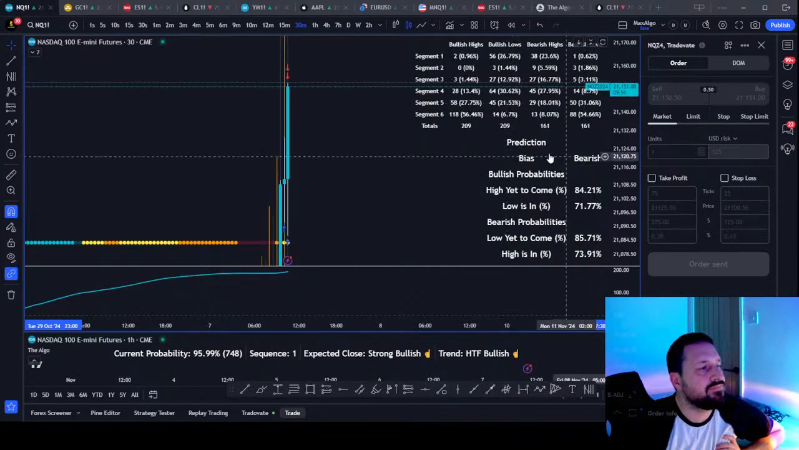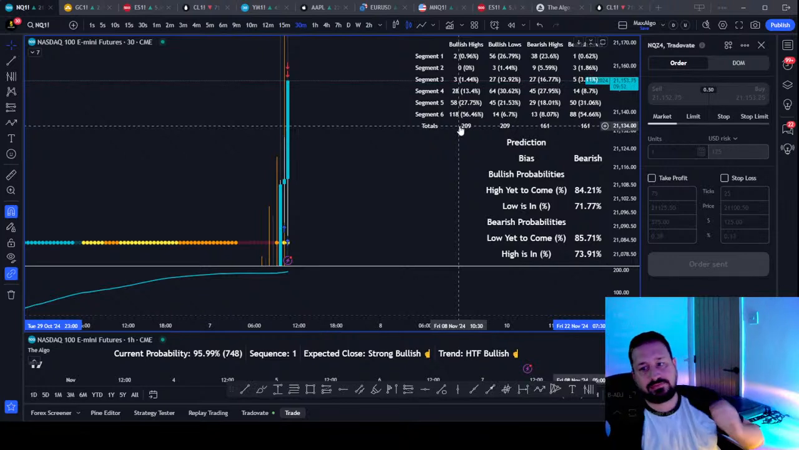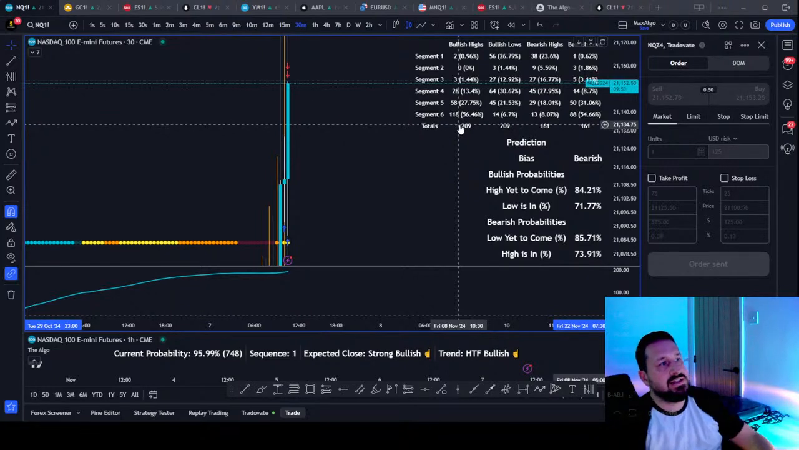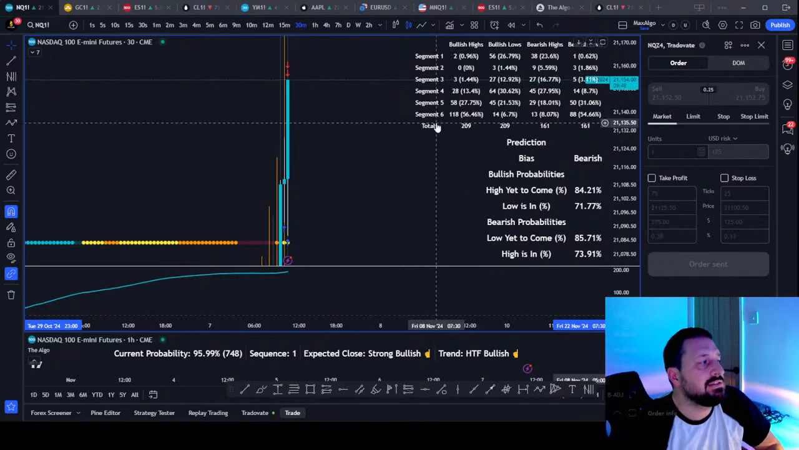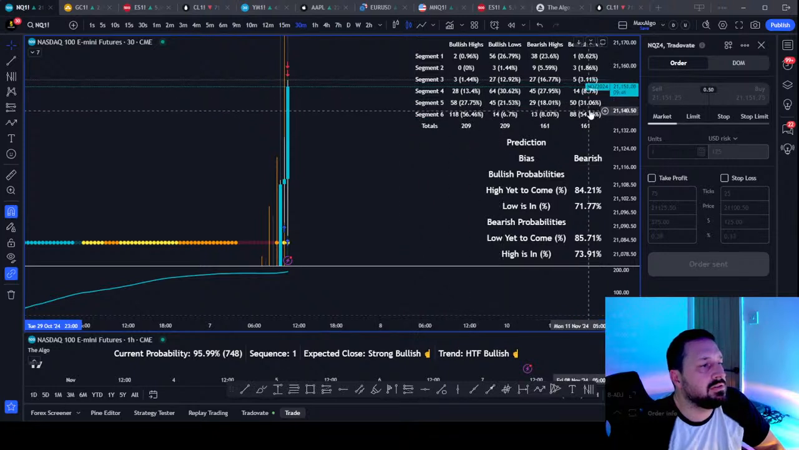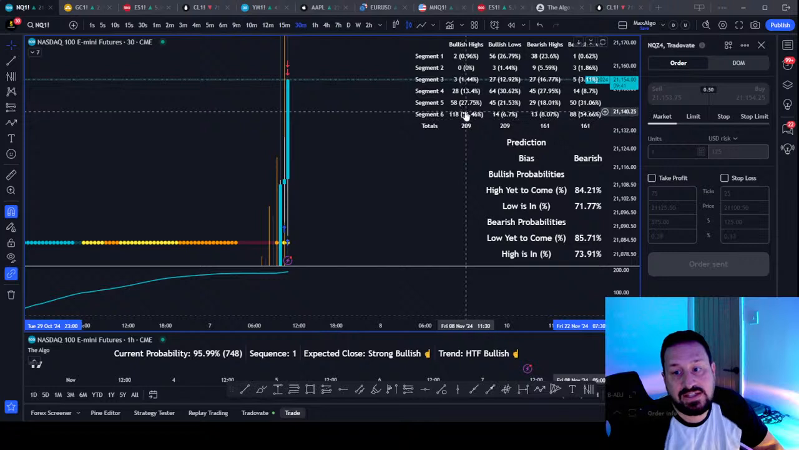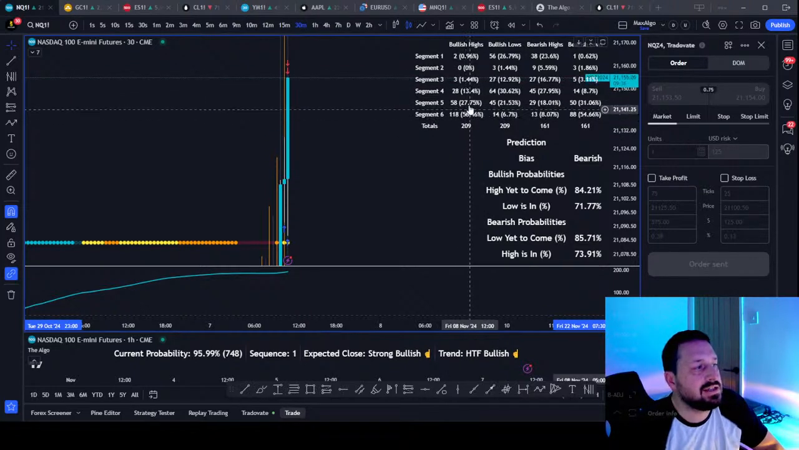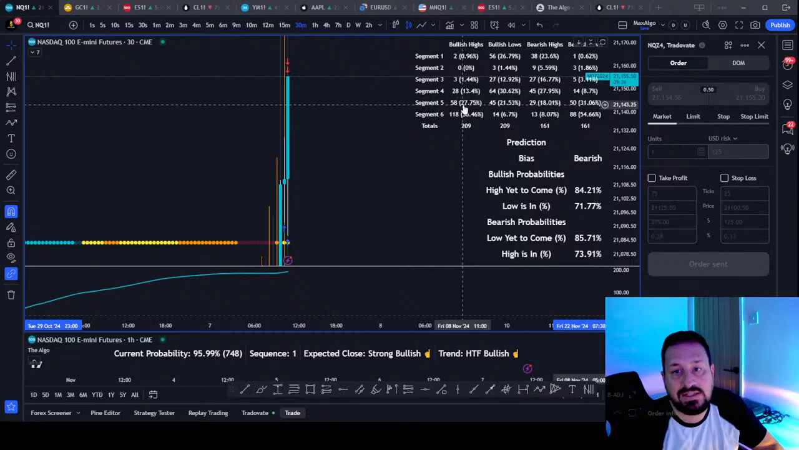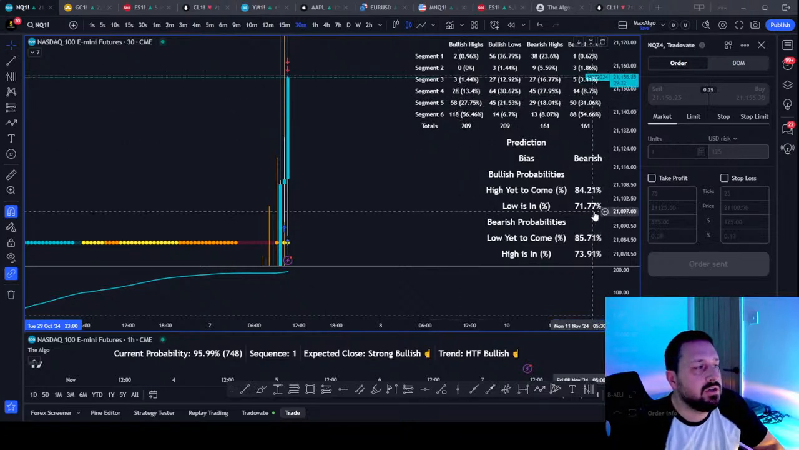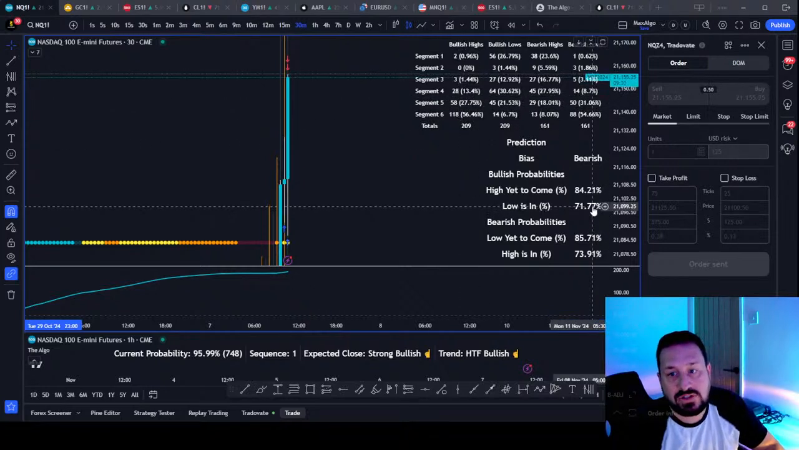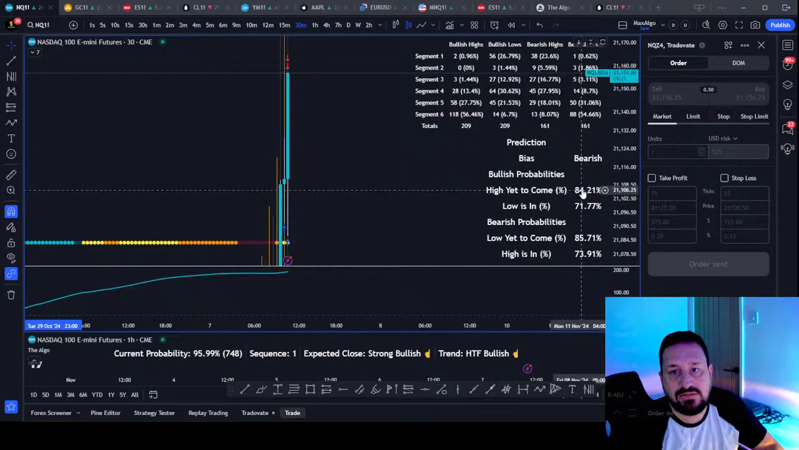Right. So here's our daily stats, right? Got 209 days. So if we're bullish, there's a 56% probability a high being in the last segment. There's a 27% probability it's in the last two segments. We still have both segments to go. No, sorry. High yet to come, 84%.